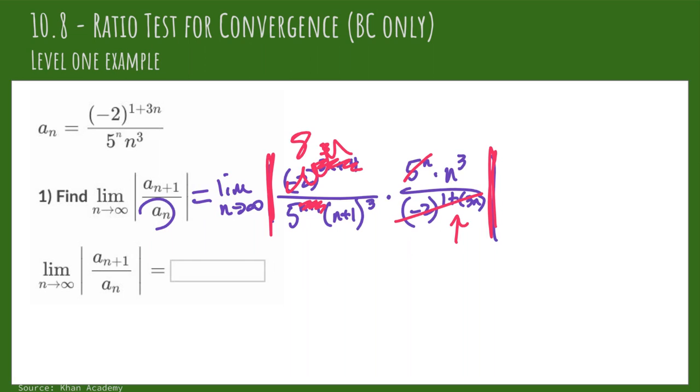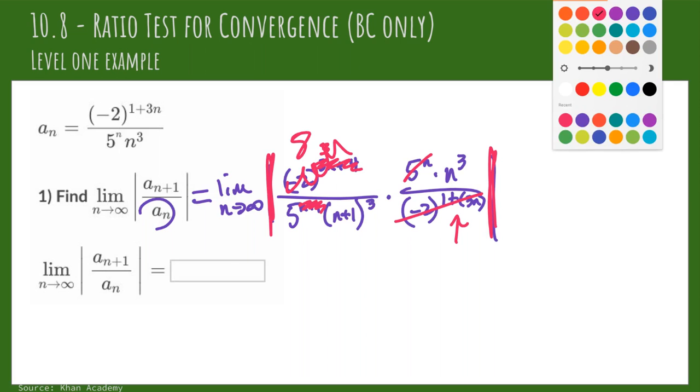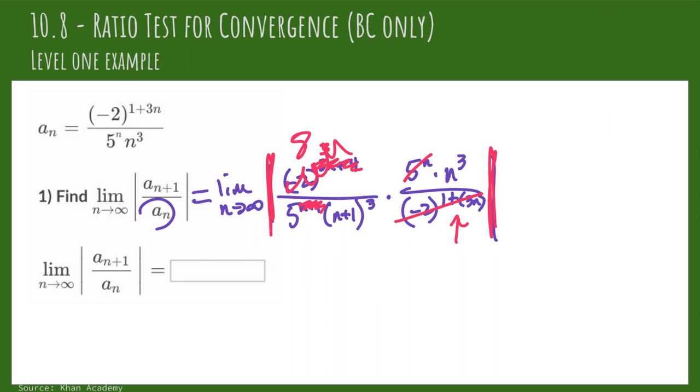The last thing that we have here is the n cubed and the n plus 1 cubed. I want to talk about that in just a second, but I want to rewrite here, because this is getting kind of messy. So we have that 8 and the 5 left over. The 8 and the 5 are going to be multiplied in every term. So as n approaches infinity, the 8 and the 5 are not going to change. So I'm going to take that outside the limit. So we're going to have 8/5 on the outside times the limit as n approaches infinity.